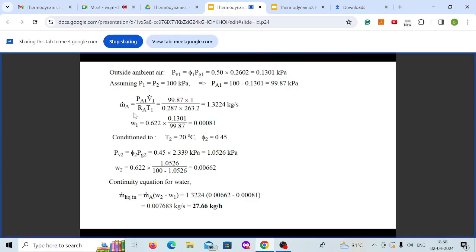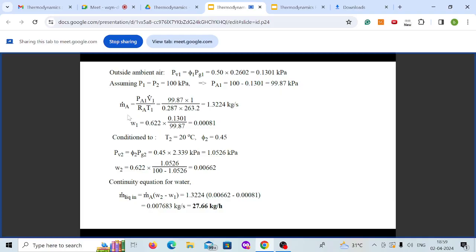First we'll find out for the outside ambient air. P_V1 is your relative humidity times your saturation pressure. Corresponding to minus 10 it is 0.2602 kilopascal, and the relative humidity is 0.5, so 0.5 times 0.2602 gives you 0.1301 kilopascal. This is your partial pressure of water vapor at the outside air state. Now assuming the inlet and exit pressures are the same, 100 kilopascal, your dry air pressure is 99.87 kilopascal.